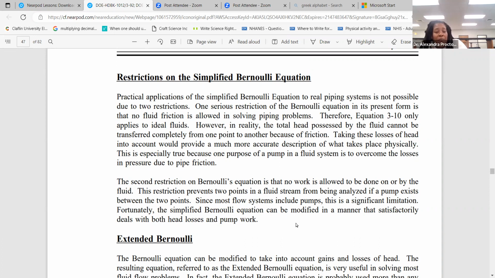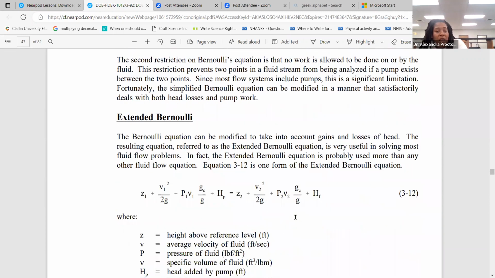Fortunately, the simplified Bernoulli equation can be modified in a manner that satisfactorily deals with both head losses and pump work. So the Bernoulli equation can be modified to take into account gains and losses of head. The resulting equation, referred to as the extended Bernoulli equation, is very useful in solving most fluid flow problems. In fact, the extended Bernoulli equation is probably used more than any other fluid flow equation.